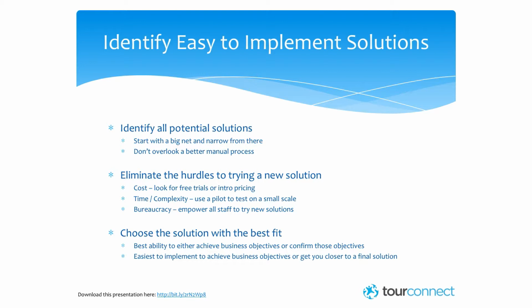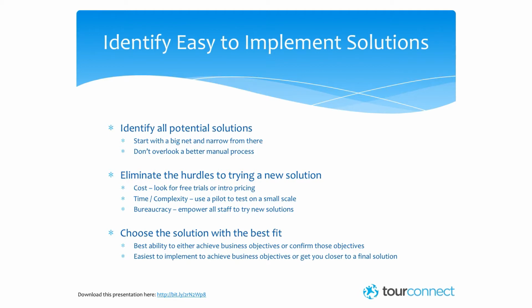And at the same time, don't overlook a manual process. Sometimes you can just get a better manual process, and that's just as good as new technology. But look for free trials, because sometimes the cost is something that might keep your organization from trying something out. Time or complexity, use pilots to do something. Use it in a small area of your business or of your team, and it's a good way to get started. And then the last piece, it sounds obvious, choose what solution fits best.